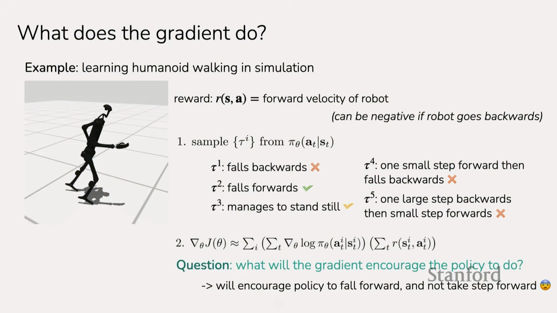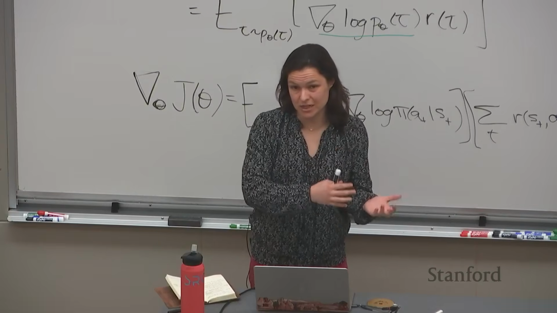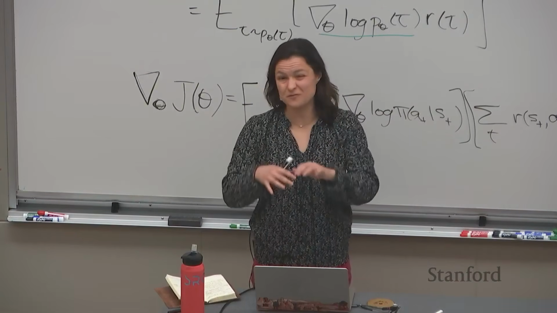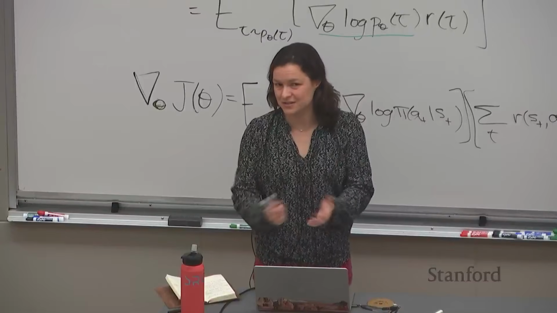This is distressing because we don't want our policy to fall forward. We want it to take steps. And so this is an example of how the gradient that we're getting is noisy, high variance. It means that depending on what these trajectories are, the gradient might vary drastically. So if you do actually have some trajectories that are walking forwards, you might get a very different gradient estimate from this set of trajectories. And so that's the definition of having noise or having high variance.